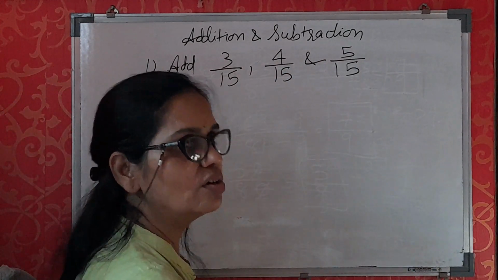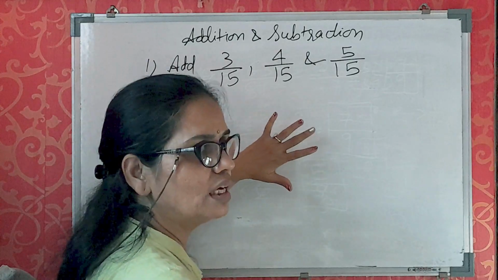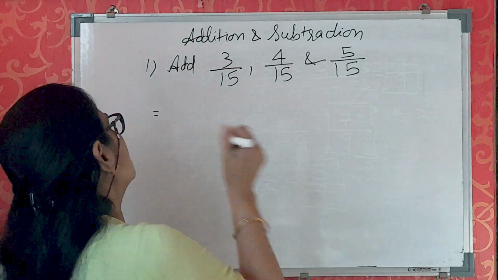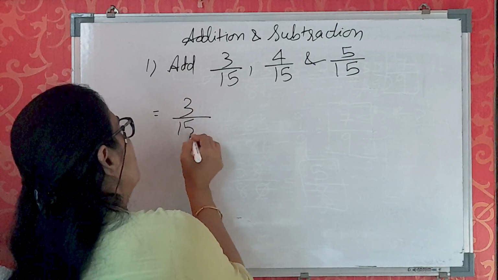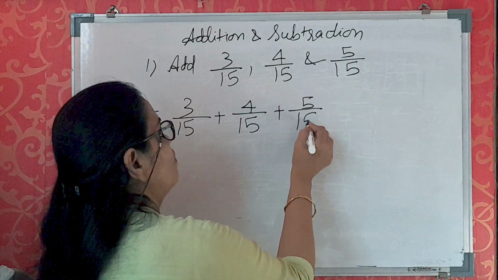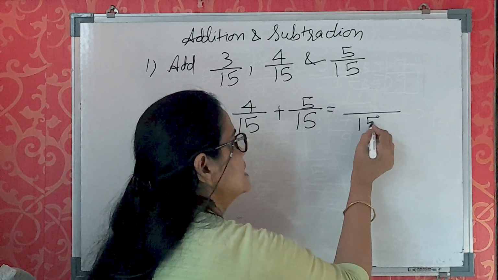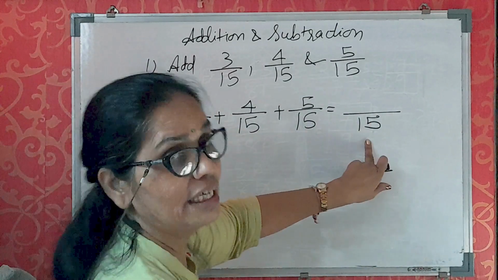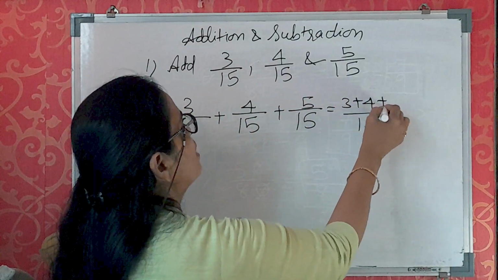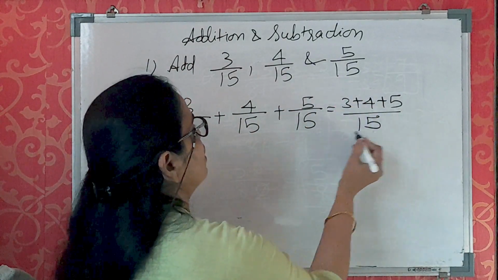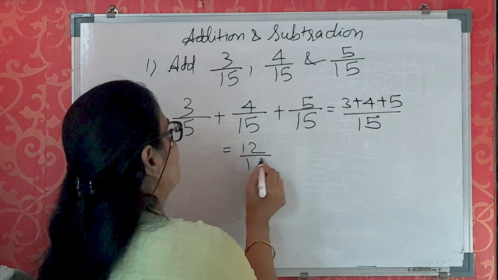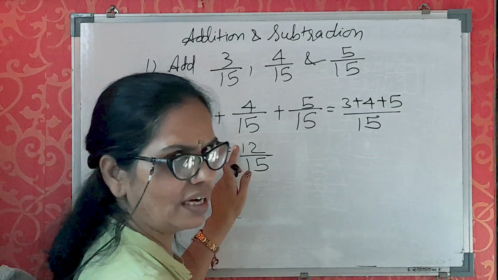Now in addition or subtraction, both are the same, only the operation will be different. If you have like fractions, simply add them directly this way. Your denominator is the same, 15, so write it one time. Numerator: 3 plus 4 plus 5, which is equal to 12 upon 15. Now, is this the final answer?